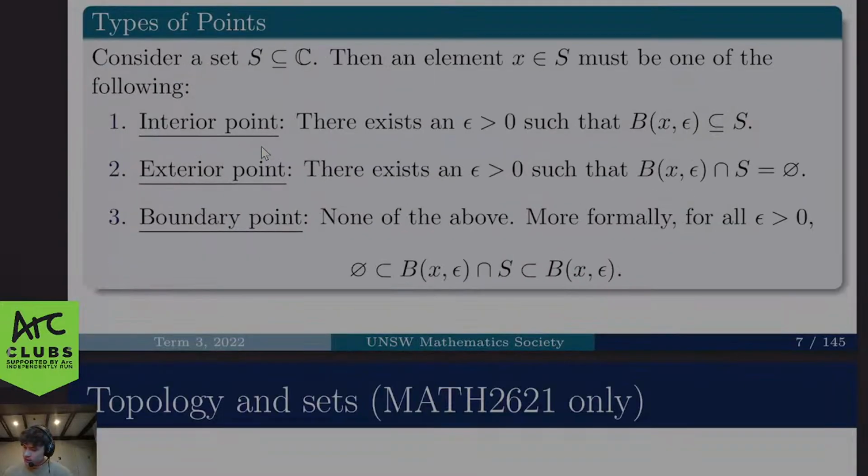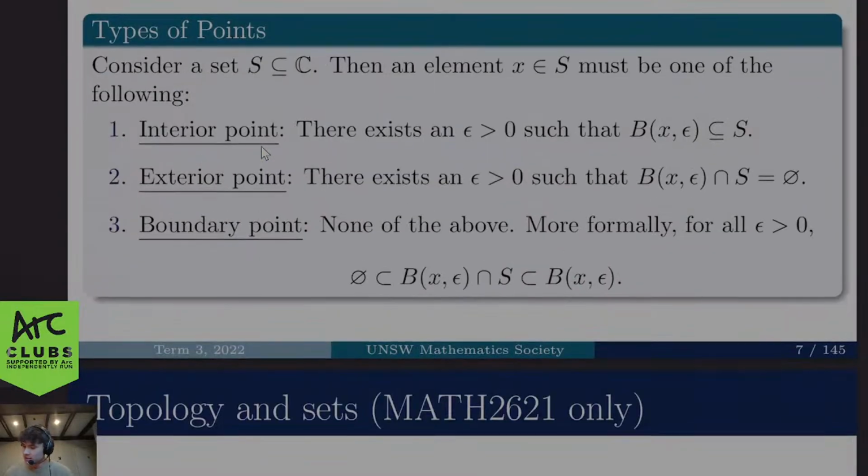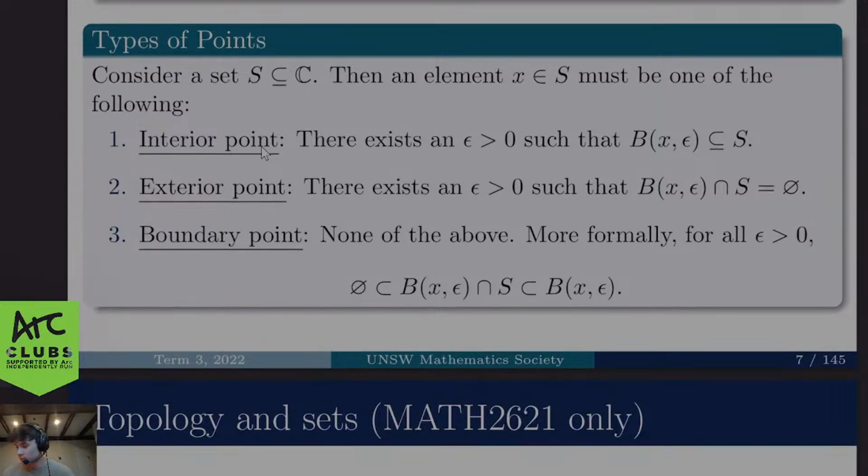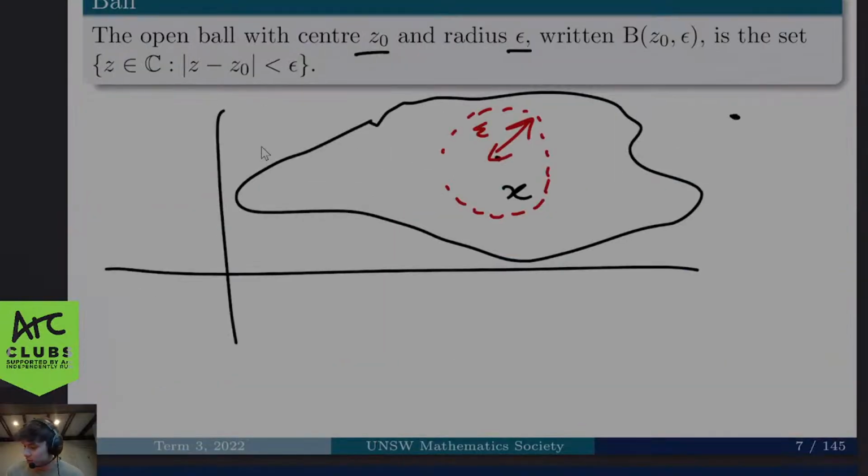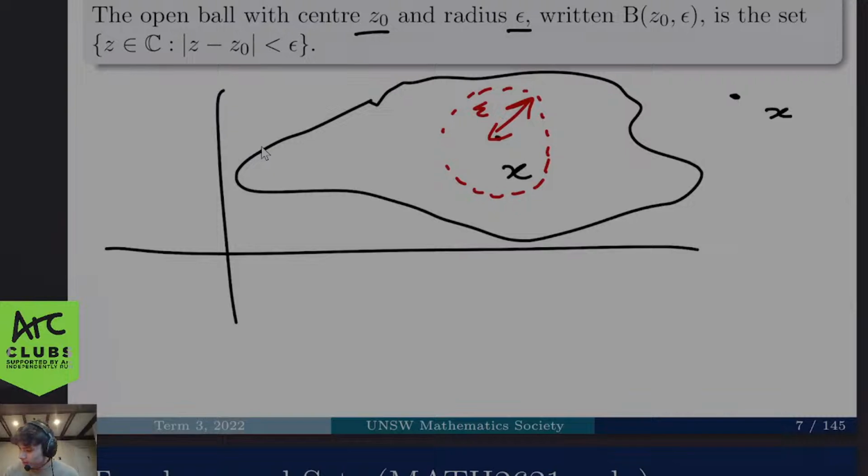Now, exterior point: there exists an epsilon greater than 0 so that the intersection between this open ball and the actual set itself is the empty set. For example, if we look at a point over here, there exists some open ball with radius epsilon such that the intersection between this open ball and the set S is clearly the empty set, because there's no overlap.